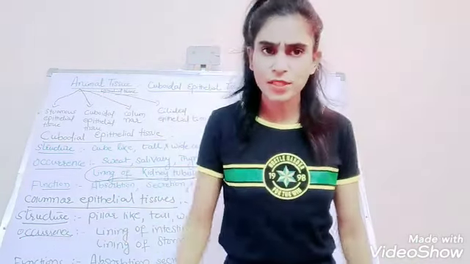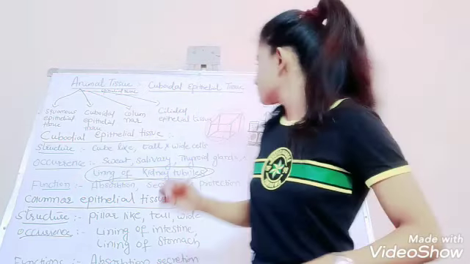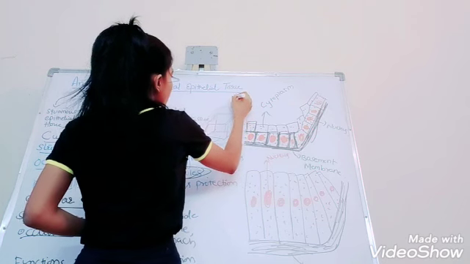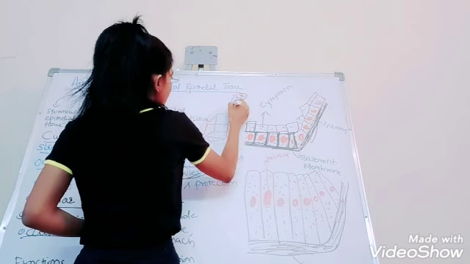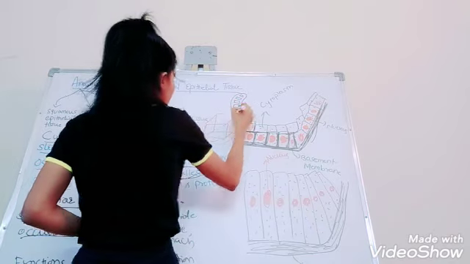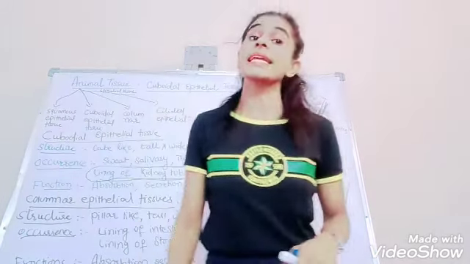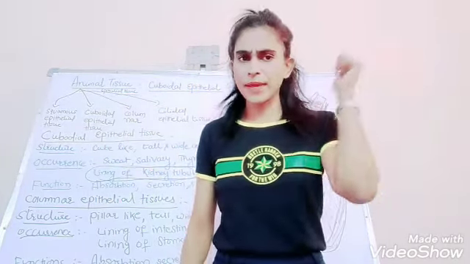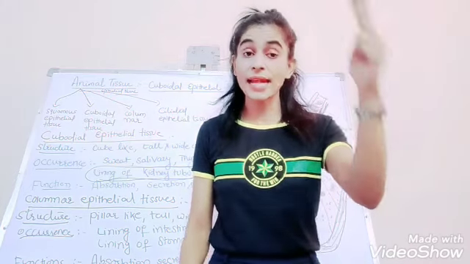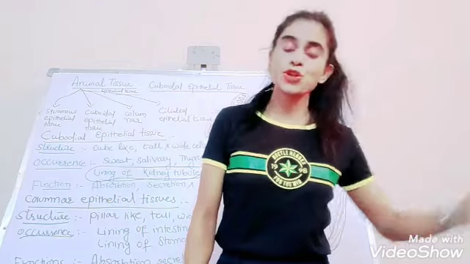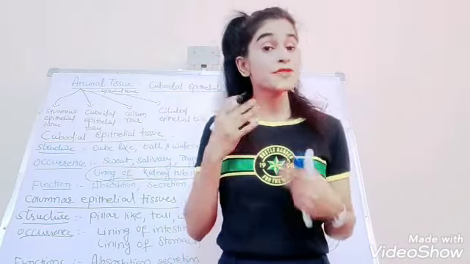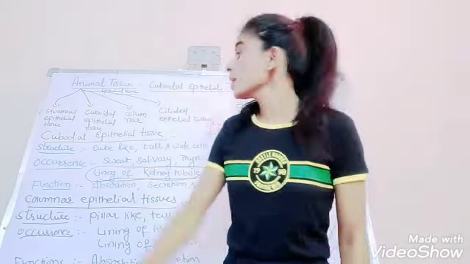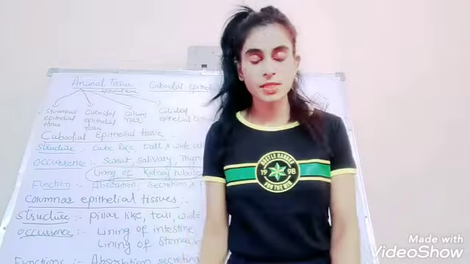You all have seen the structure of the kidney. Suppose this is the kidney. Our kidney is made up of millions of tube-like structures called nephrons. So where is it found? Sweat gland, salivary gland, thyroid gland, and inner lining of kidney tubules. Inside the kidney, a number of tube-like structures are present, and those tubes are made up of cuboidal epithelial tissues. Got it?